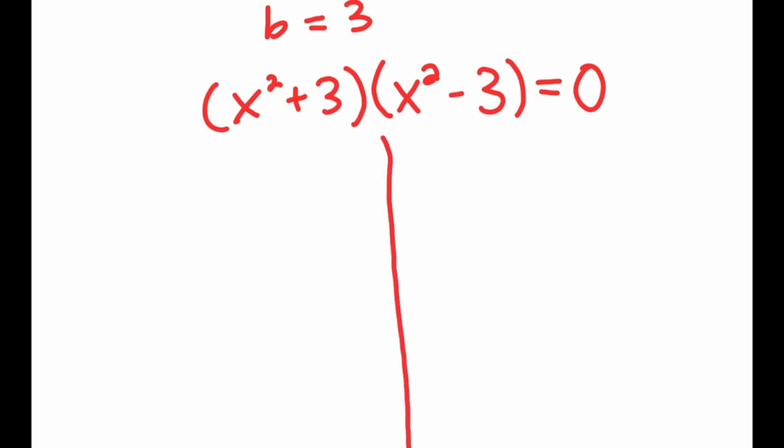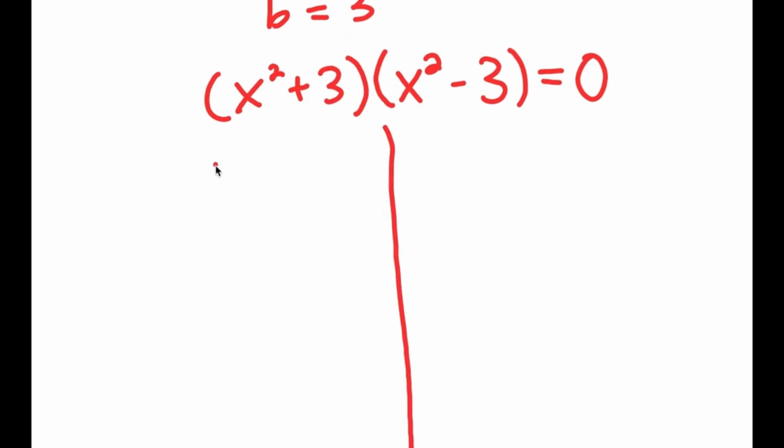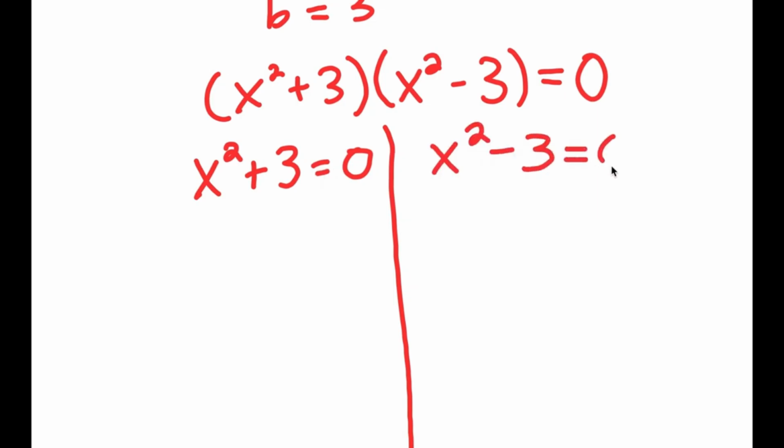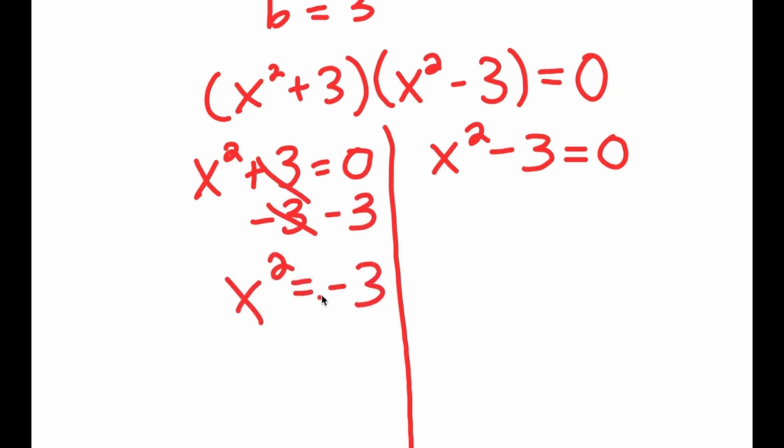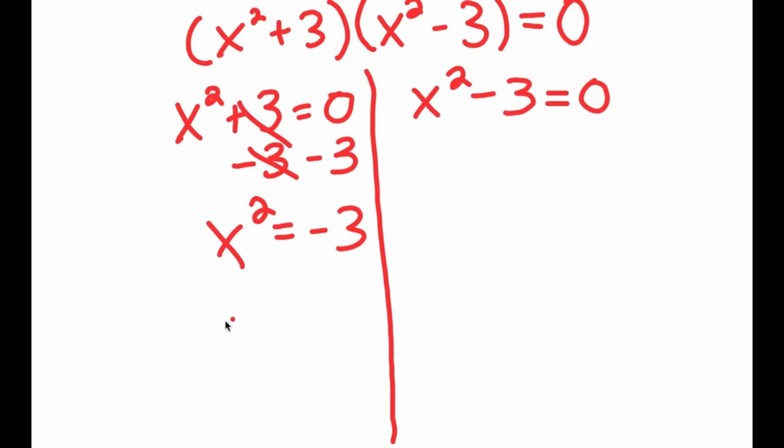So now this is going to give me two equations. I get x squared plus 3 is equal to 0, and I get x squared minus 3 is equal to 0. So for x squared plus 3 equals 0, I can subtract 3 on both sides. So I get x squared is equal to negative 3. And now I'm going to take the square root on both sides.